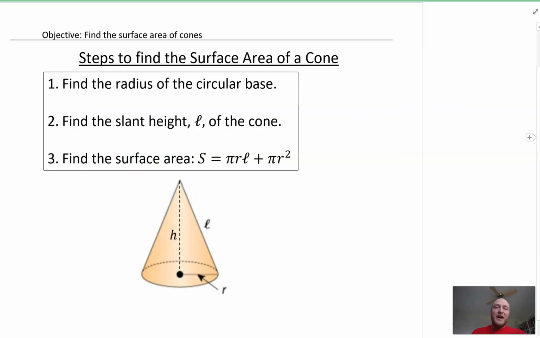So we're going to find the radius of a circle. That's always important. We need to know what is the slant height of the cone, and then we're done, right? Because here is our formula. S is equal to pi r L plus pi r squared. And that's our formula that we're going to be using for the surface area of a cone.